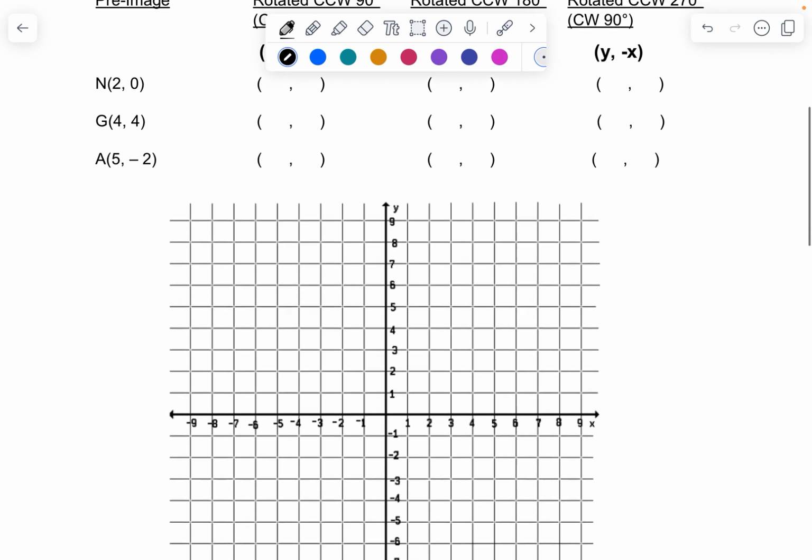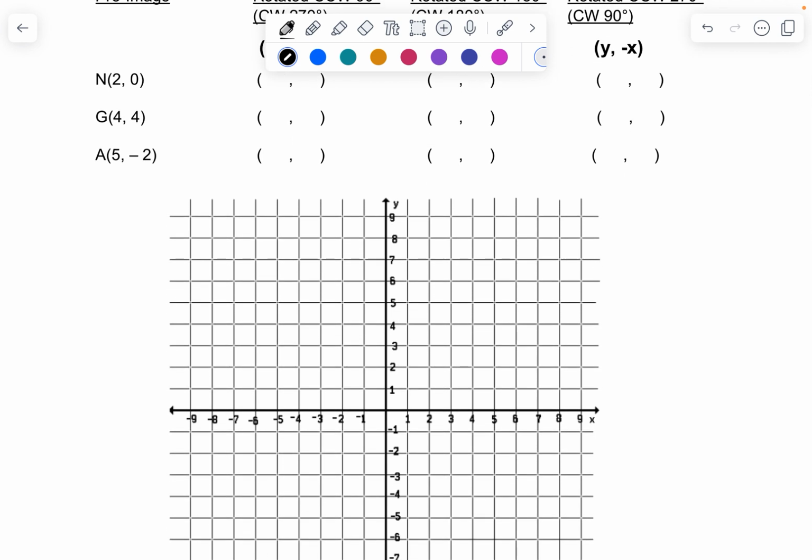Let's start by graphing N, G, and A. So N is at (2, 0). Here I'm going to use blue. There's my N. My G is at (4, 4). And A is at (5, negative 2). I'm going to increase my pencil there. There we go, that's better. And then we're going to draw those lines.